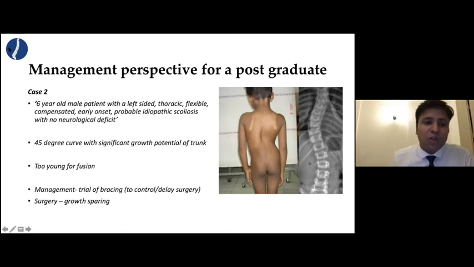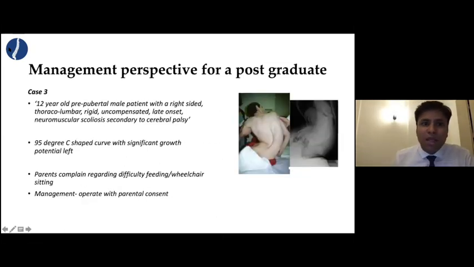So what you can do is a trial of bracing. If it works, controls the deformity, well and good. If not, then do a growth sparing surgery. Now, this is case 3. This is a 12-year-old, prepubertal, male patient, right-sided, thoracolumbar, rigid, uncompensated, late onset neuromuscular scoliosis, which is secondary to cerebral palsy.